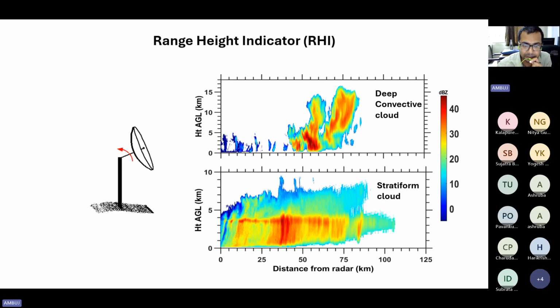Another type of scan is RHI, the range height indicator, which provides the two-dimensional vertical structure of the atmosphere. In this type of scan, the radar antenna is not rotating, but it is tilting upwards from near the surface to zenith. And in that process, it provides the vertical structure of clouds and storms in the radar range. These are two sample images of RHI scan. The first one is showing deep convective clouds just reaching near the tropopause level, and the second one is a stratiform cloud in the radar scan.